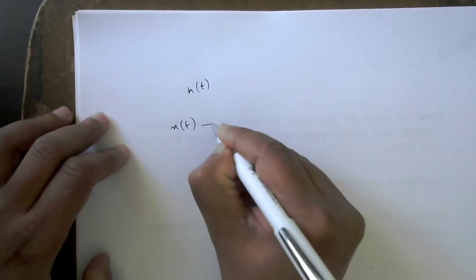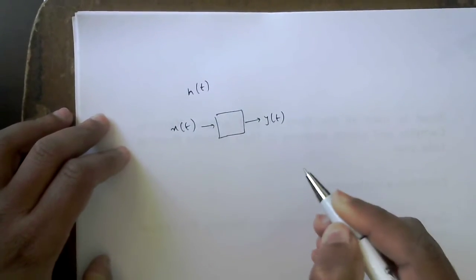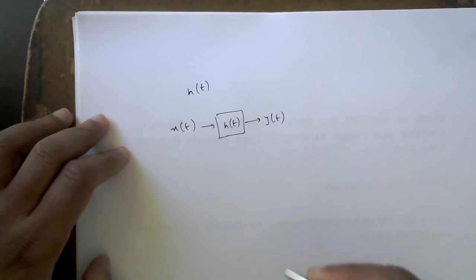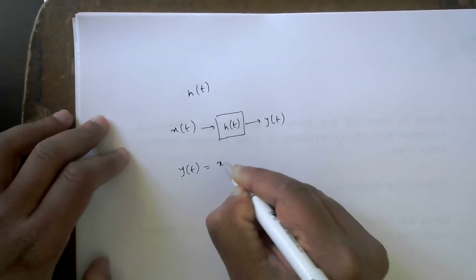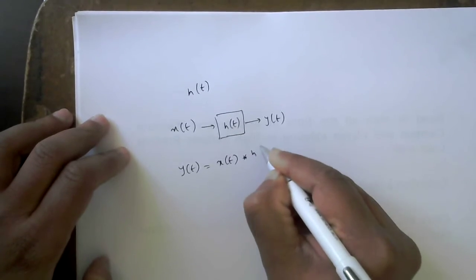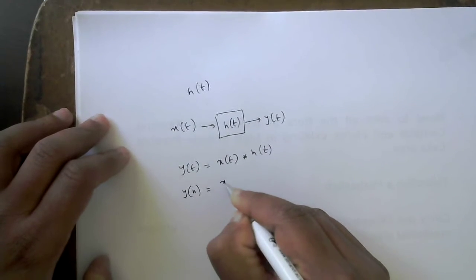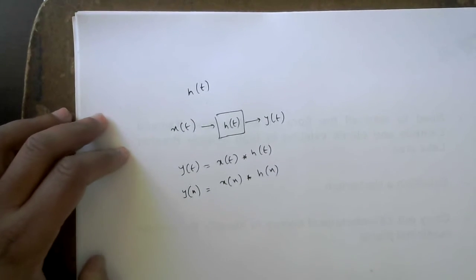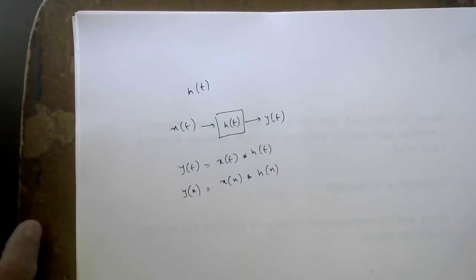So if you have your x of t, give it to the system and you get your output y of t, the impulse response h of t allows us to predict or compute the output y of t as x of t convolved with h of t. The same thing happens for the discrete time case. y of n is x of n convolved with h of n. So we saw that the impulse response completely characterizes the response of a linear time invariant system.